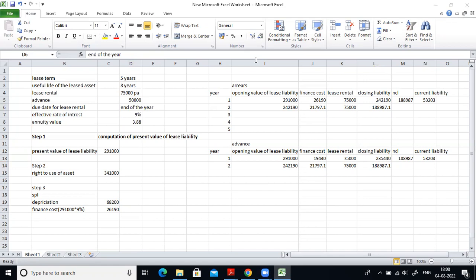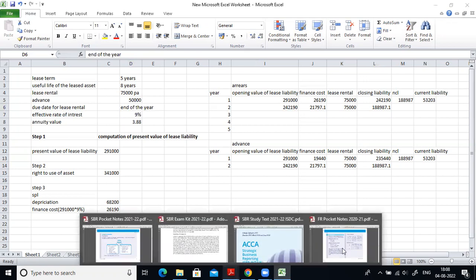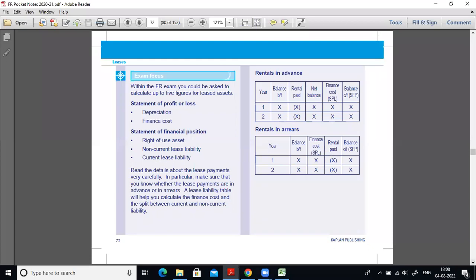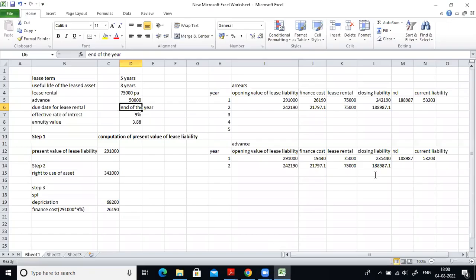You want me to show the current liability? No issue. Let me show this one first. Here, if it is paid in advance, we take the opening balance and the rent paid. The rent paid will be deducted and we get the net balance. Then on this net balance, we compute the finance cost and the balance carried forward to the statement of financial position. And in case of arrears, here you can see balance forward, finance cost, then the rent paid, and then we get this.